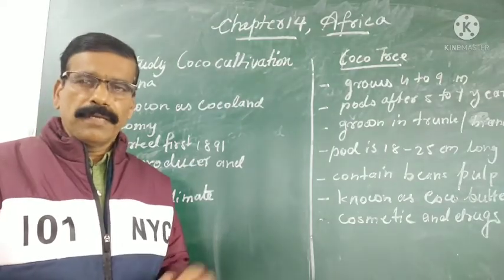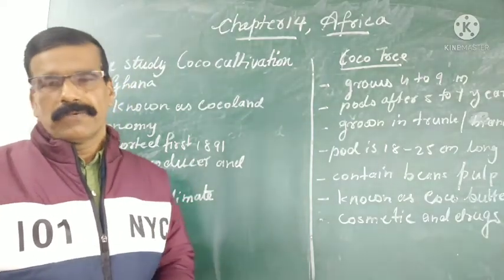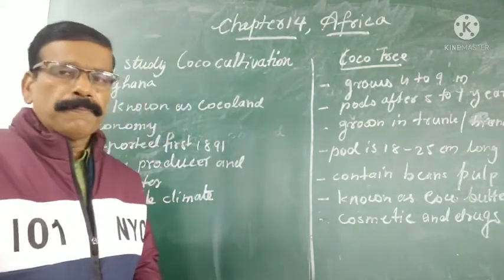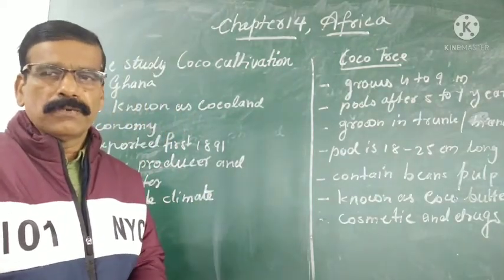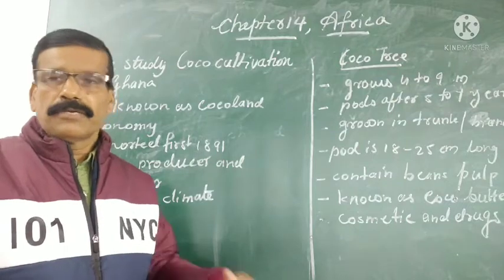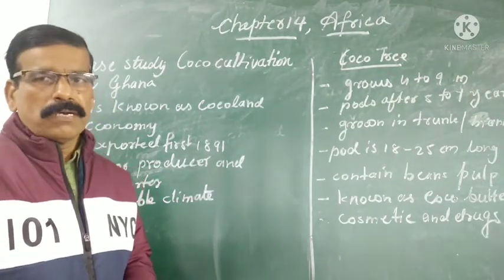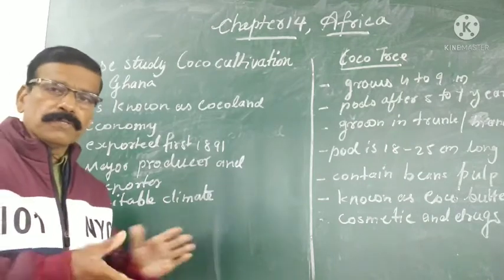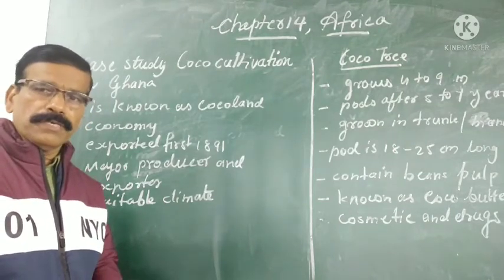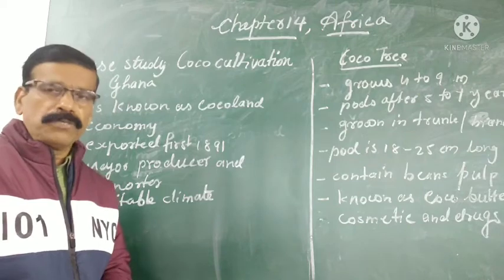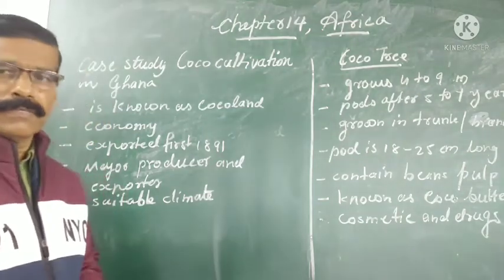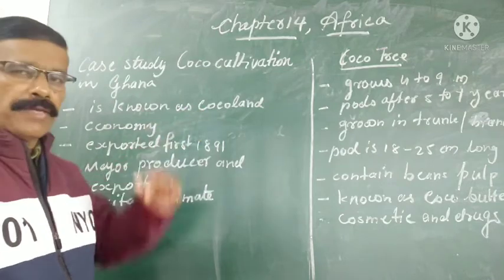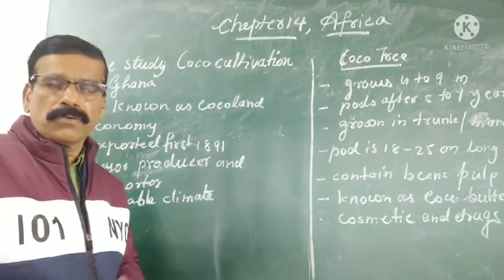Ghana is a country in the western part of Africa, and in this country the main economic activity of the people is the cultivation of cocoa. Because cocoa cultivation is the main activity of people in this region, this country is also known as the Cocoa Land. Why is it known as the Cocoa Land?